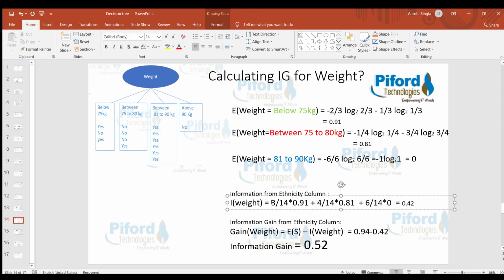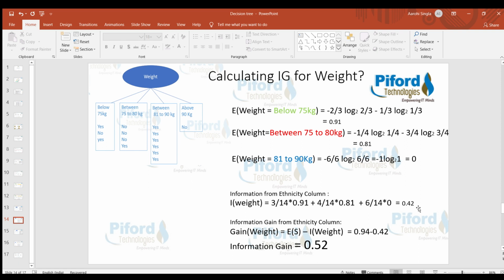Now we calculate information gain for it. For information gain, what do you need to know? How many records were there? 3 out of 14. Total records were 14 in our data set, but 3 records belong to below 75 kg, multiplied by the entropy we calculated for below 75 kg, plus, for the second category, 4 out of 14 records, and this is the entropy for it. And next we have 6 records out of 14, and entropy is 0 because all are yeses here. This is the information for this column.